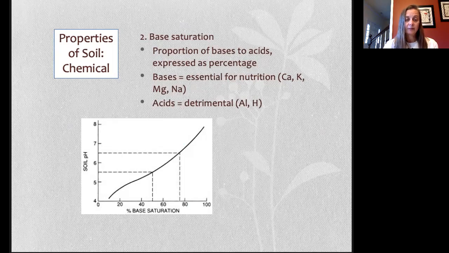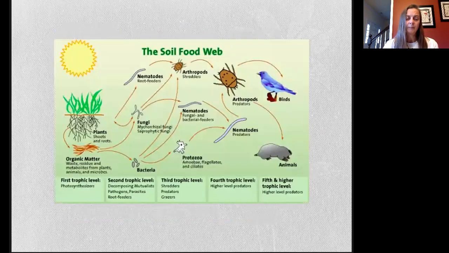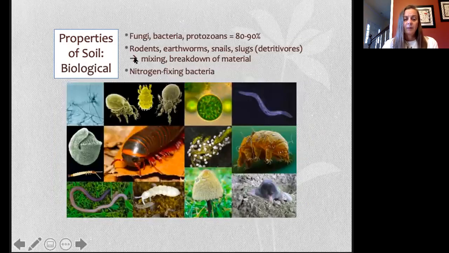All right, last one or two. The last property of soil we need to talk about is its biological content. That's fungi, that's bacteria, that's protozoans. They make up 80 to 90% of the biota of soil. Then we get into the larger things like rodents, earthworms, snails, and slugs. These are all the detritivores, all the things that break down that organic material, and they also help to mix the soil. An important part of the bacteria in the soil is that nitrogen fixing bacteria.